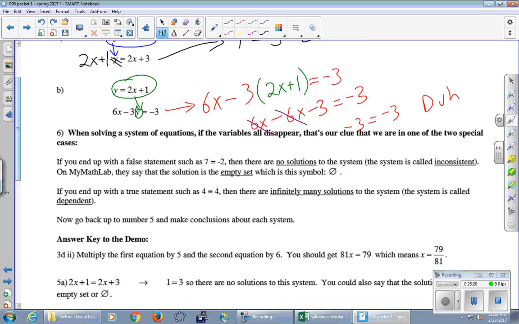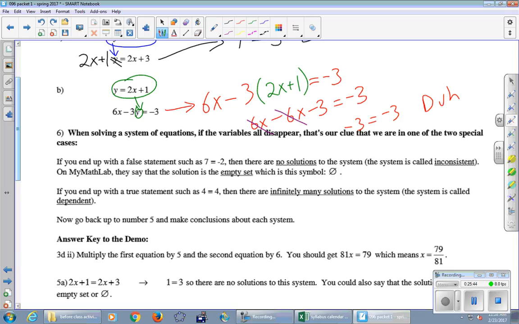Down here, if you end up with a true statement, such as 4 equals 4, then there are infinitely many solutions to the system. That's the same line twice. In that case, the system is called dependent. One line depends on the other line because after all, they are exactly the same line.